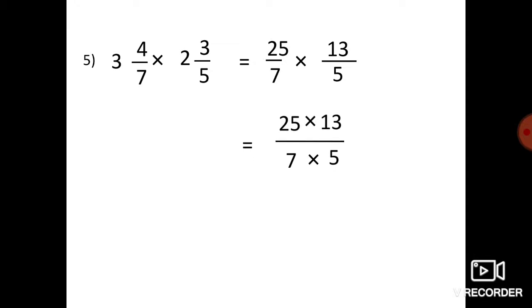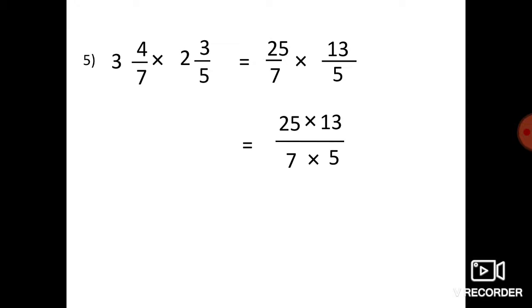So 3 4 by 7 is 25 by 7, into 2 3 by 5 is 13 by 5. Now we check whether any number is common here. We can see 25 is the numerator and 5 is the denominator, so we can cut 25 and 5. Then we write like this: 25 into 13 by 7 into 5.